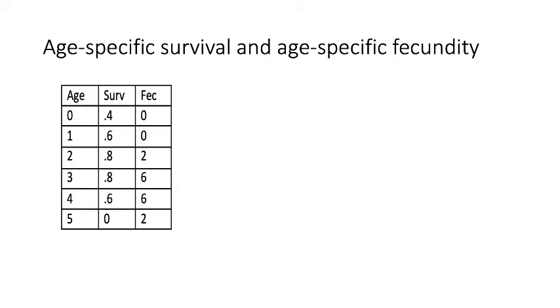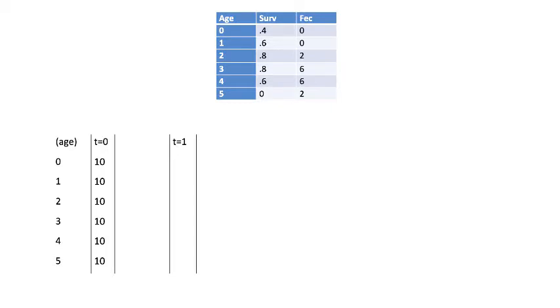Let's start by demonstrating how you could use these numbers in this table to project the demographics for a population. This column of numbers under t equals 0 represents the age structure or demographic profile of our population at time t equals 0. Each number gives how many individuals there are in the population in the age class shown at the left. We are starting with a population that has 10 individuals in each of the 6 age classes. It really doesn't matter where you start. That's actually one of my points here.